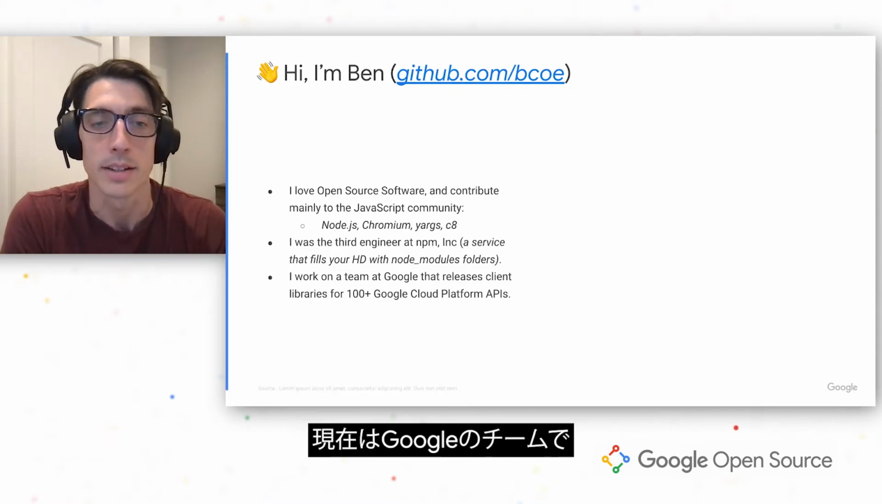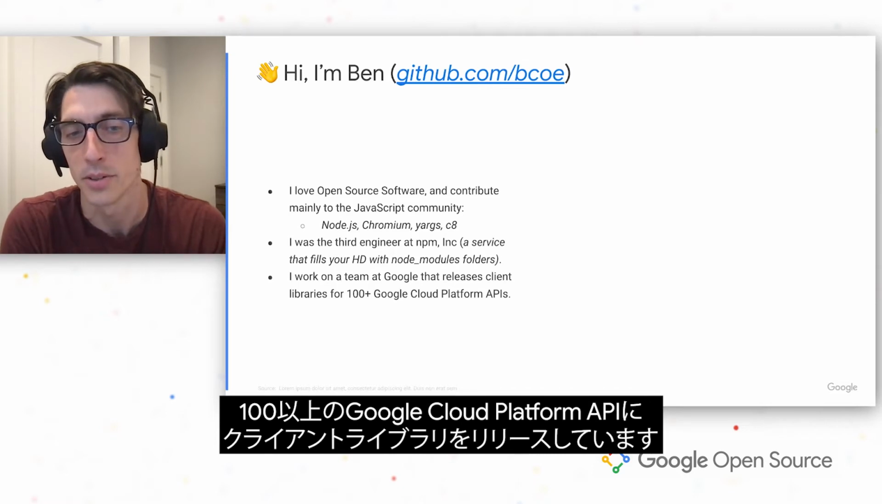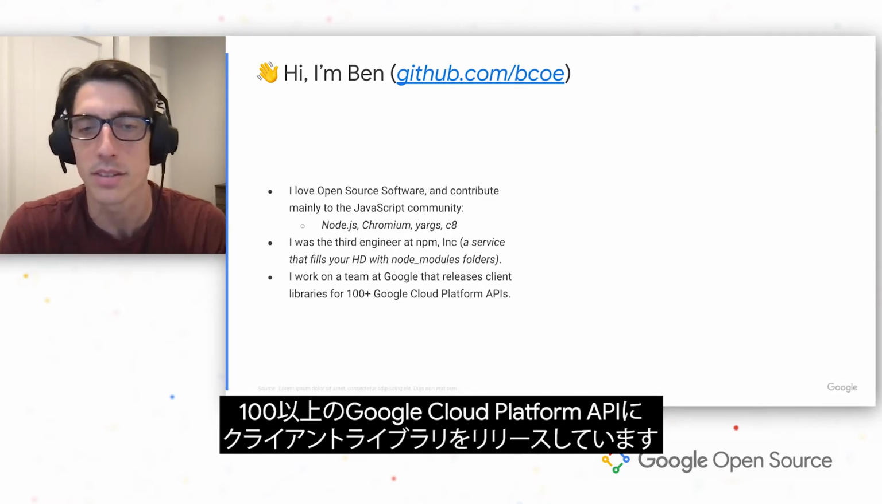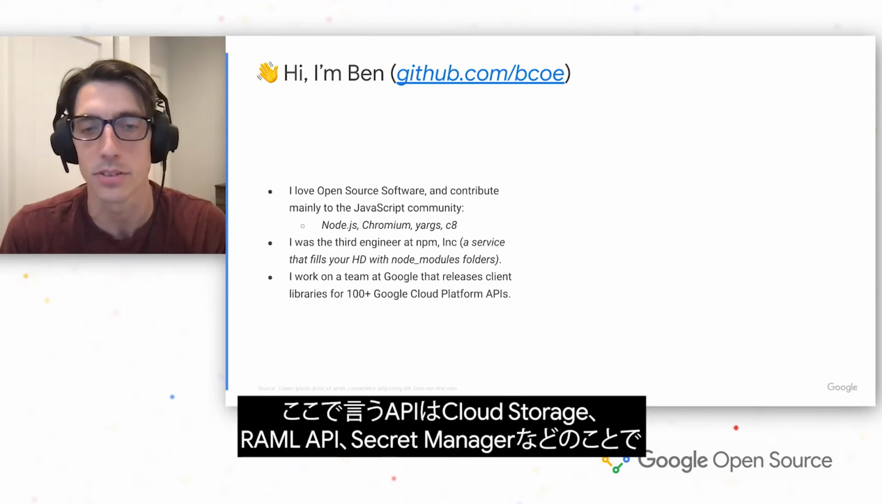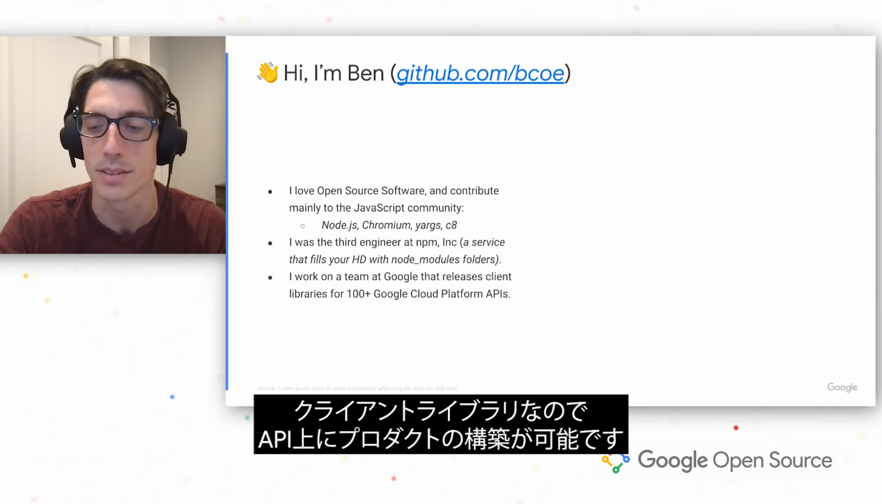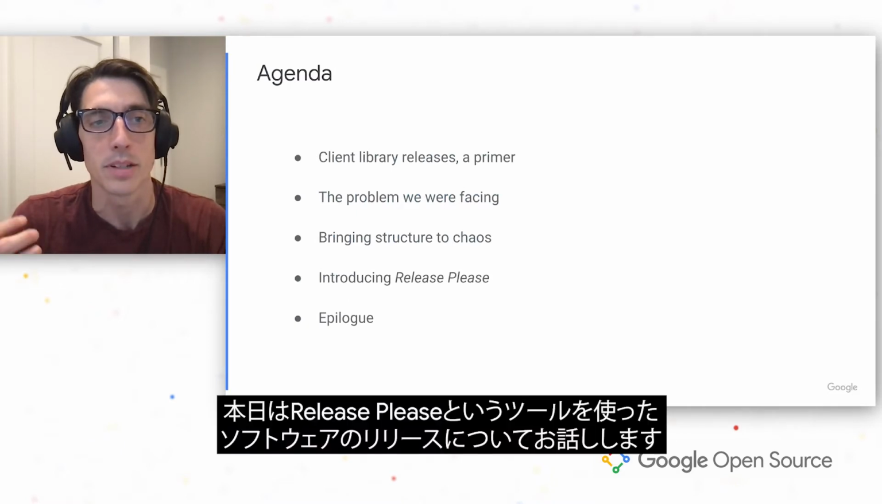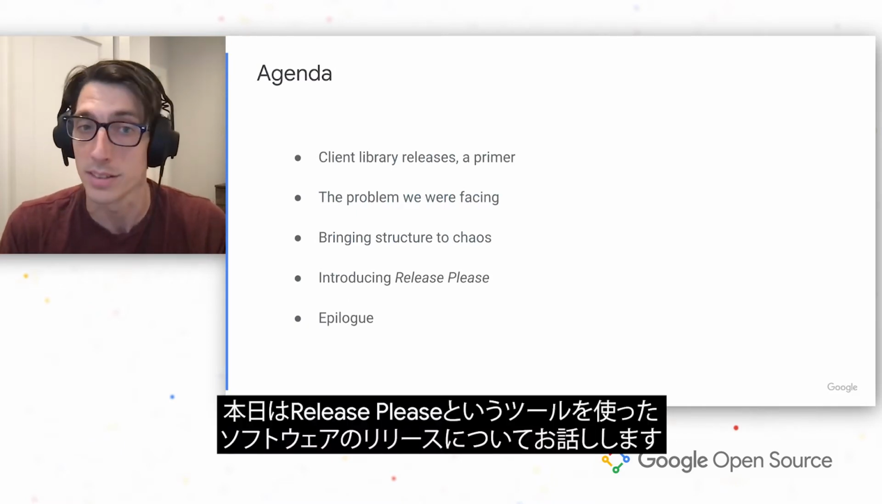I today work on a team at Google that releases client libraries for over 100 Google Cloud Platform APIs. By this I mean APIs like Cloud Storage, our ML APIs, Secret Manager. So these are client libraries so you can build products yourself on top of these APIs. So I'm going to be talking today about releasing software using an open source tool called Release Please.